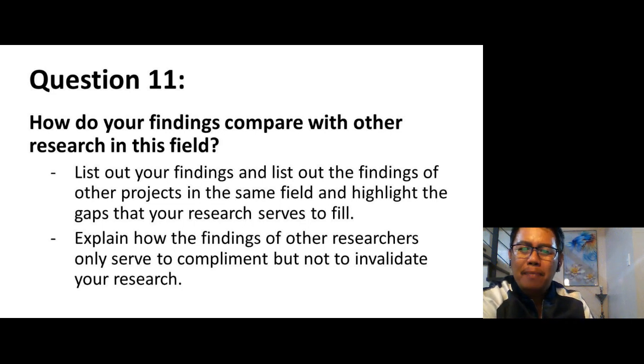Explain how the findings of other researchers only serve to complement but not to invalidate your research. Sometimes we have what we call comparison and contrast, so we can learn from others' studies and improve our outputs by comparing others' output to ours. You must have the knowledge on how to compare. By the way, the purpose of your review of related literature is that you can have ideas on others' studies that are related to your study, so you can have a comparison of both studies.